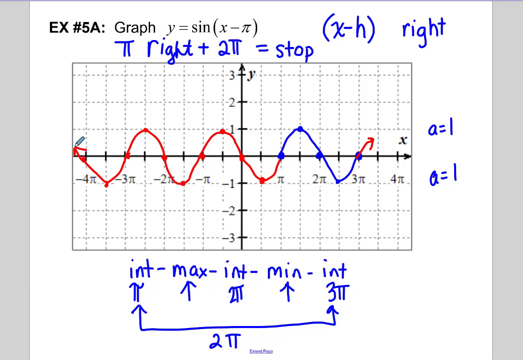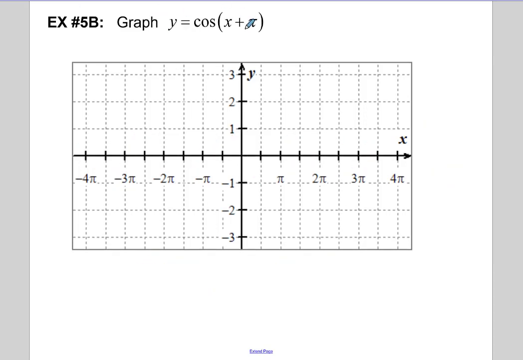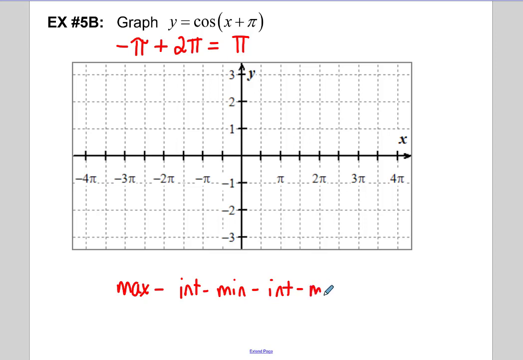And then I'm sure the next one is going to have a phase shift to the left. Yep, so we're going to start our graph at negative pi. The complete cycle for cosine is 2 pi. So where do we stop? We'll stop at positive pi. So start at negative pi. Cosine is max, intercept, min, intercept, max. And we're starting at negative pi and stopping at positive pi.